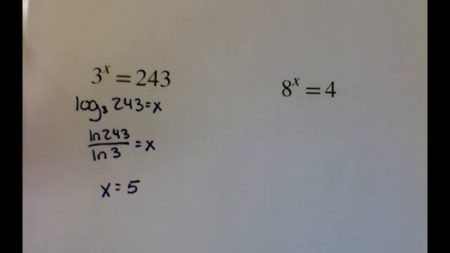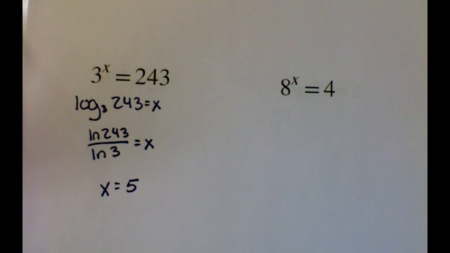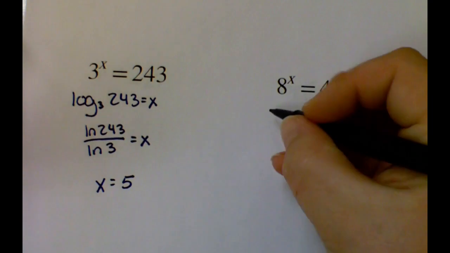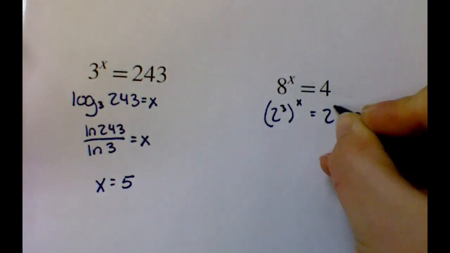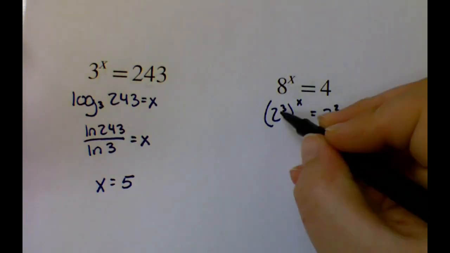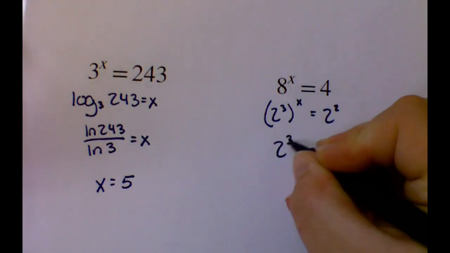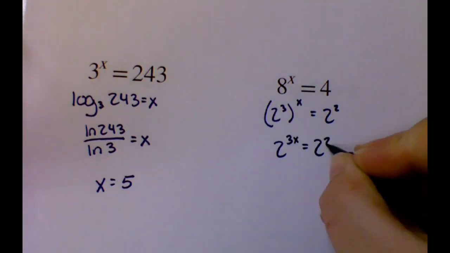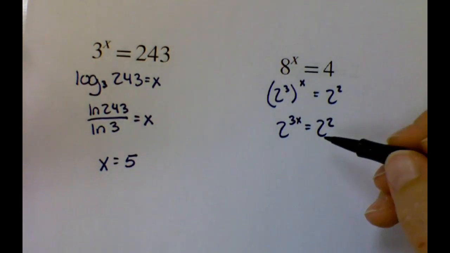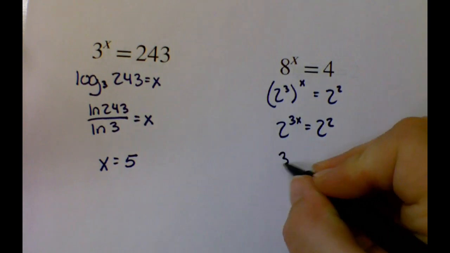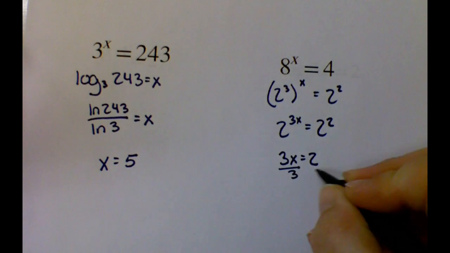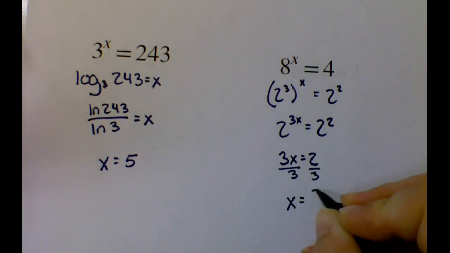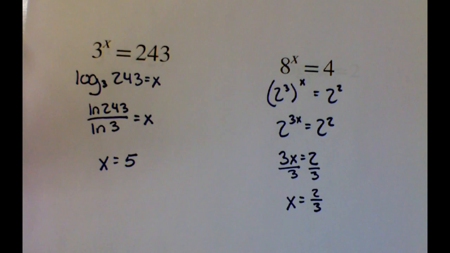All right, 8 to the x power equals 4. Well, I could do this one without a logarithm, because 2 to the third power is 8, and 2 to the second power is 4. So 8 to the power of x is 2 to the power of 3x. Now, if I can rewrite this as the same base with different powers, I can just set the powers equal and not even have to use a logarithm. My x is 2/3. There we go, no calculator needed.